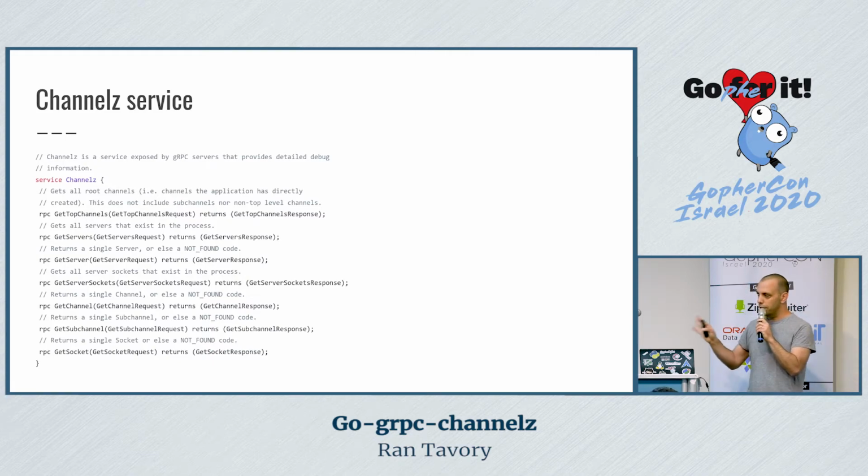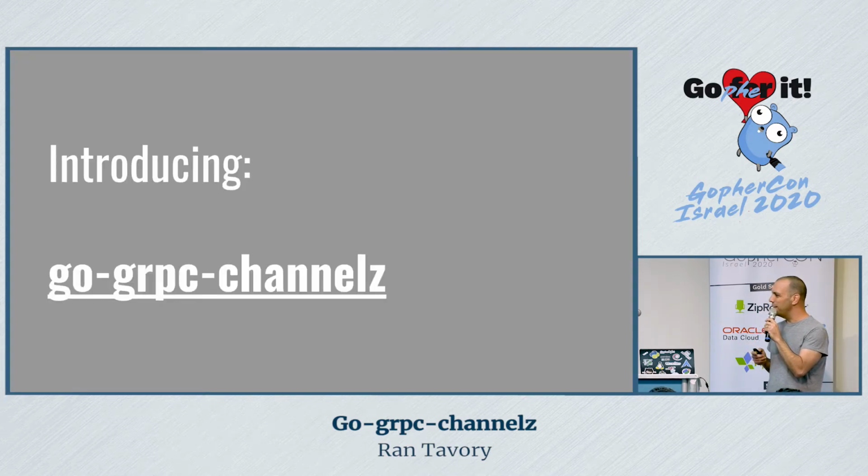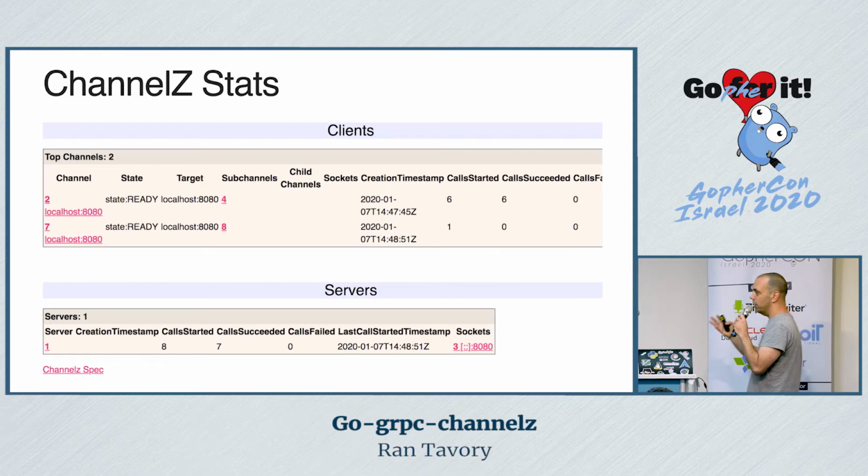So this is not my work. It all existed before I came to this world. And then I decided, okay, I need to provide some more visibility on top of that. Hence, I built a UI layer on top. It was supposed to be an icon. The font didn't work. So I created this project, go-grpc-channelz. So what does go-grpc-channelz do? It exposes a simple HTML interface into the ChannelZ API.